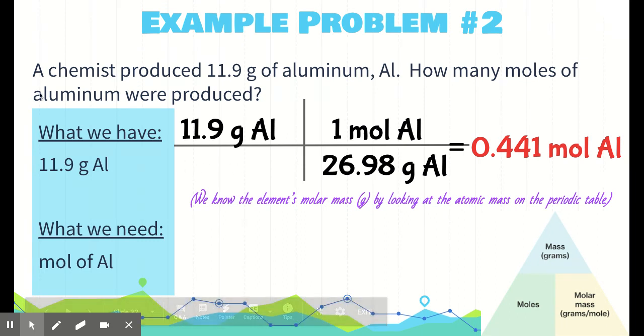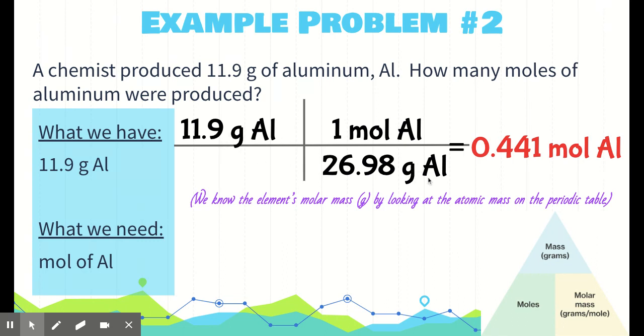So another example: a chemist produced 11.9 grams of aluminum. How many moles of aluminum were produced? So this would be just the opposite of that. Like you're in a lab and you actually produced 11.9 grams of aluminum. Now you need to convert that back into moles, maybe to do some stoichiometry. So we start with 11.9 grams of aluminum.